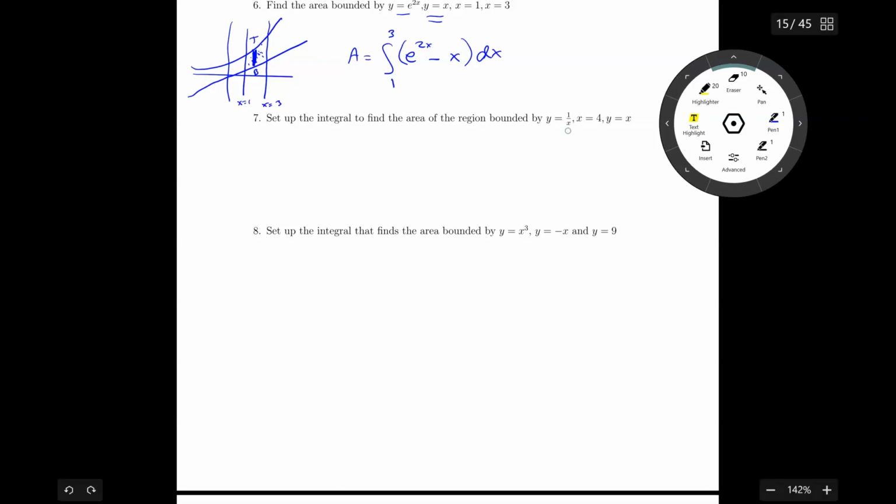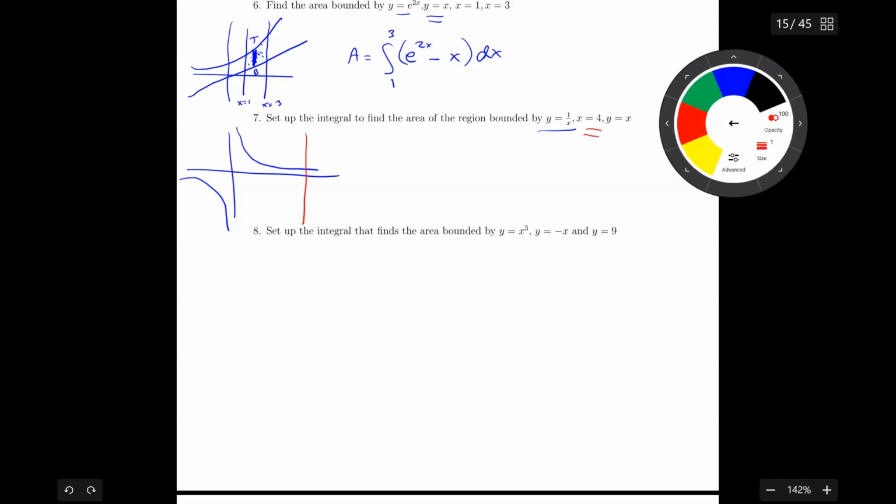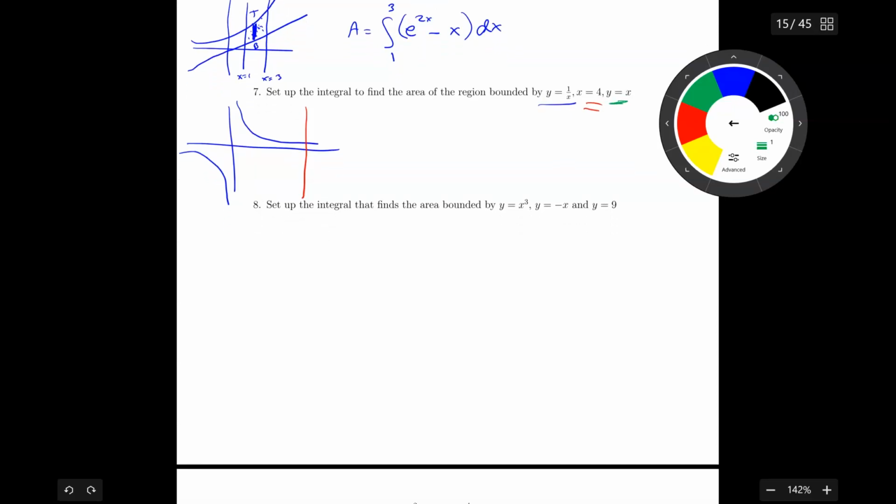All right, so let's begin by graphing y equals 1 over x. So 1 over x looks like this and like this. Then we're going to graph x equals 4. So x equals 4 looks like this. And then we're going to graph y equals x. So y equals x looks like this.